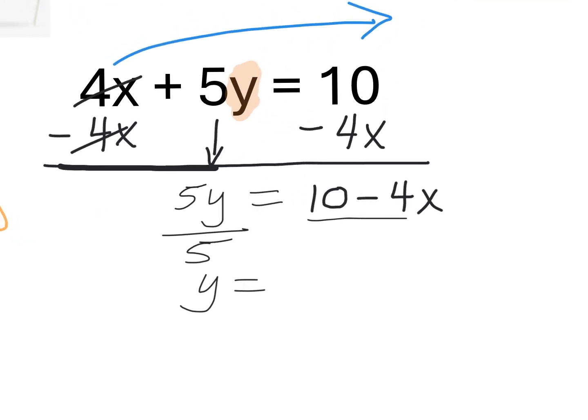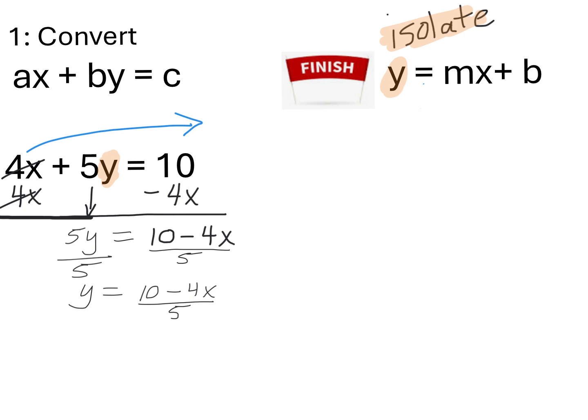So I also have to divide this side by 5. So now my y is isolated, but I have 10 minus 4x all divided by 5. So we've made our goal of isolating the y just like we need it to be. But we've got the y isolated, but the right-hand side doesn't exactly look like what we want it to look like on the right-hand side.